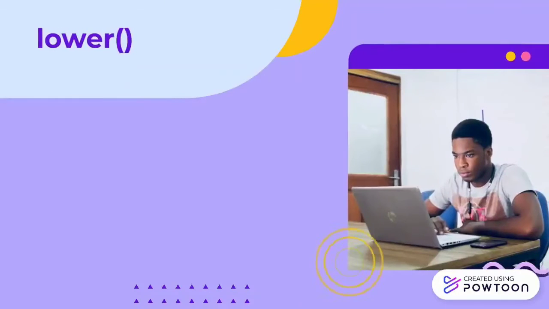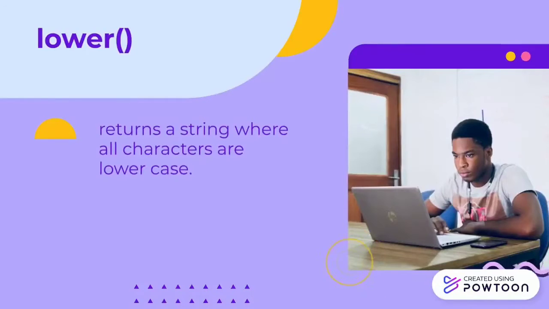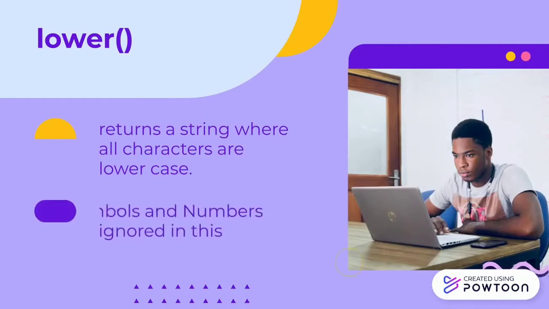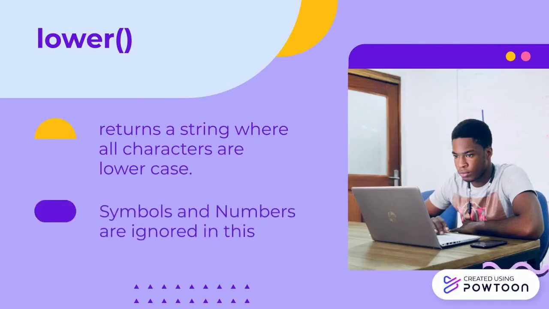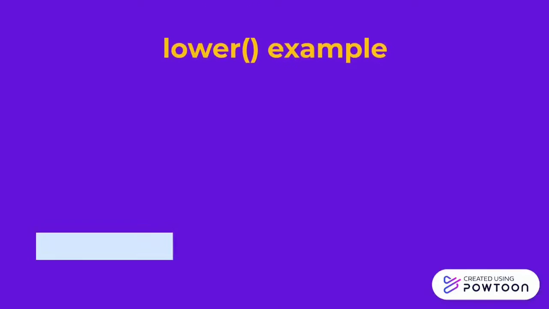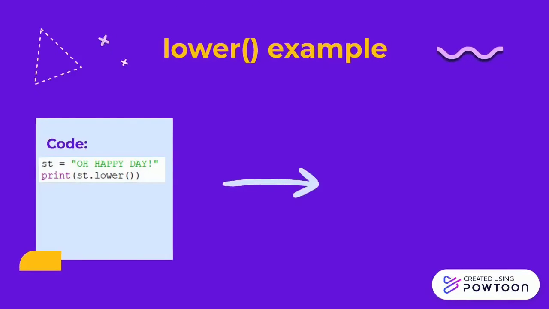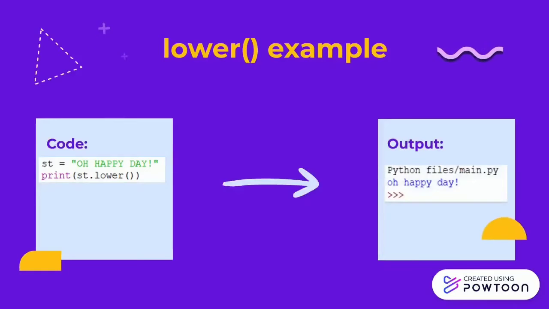Second is lower, which returns a string where all characters are lowercase. Symbols and numbers are ignored in this. As you can see in the code on the screen, we use lower, and the output is in lowercase.